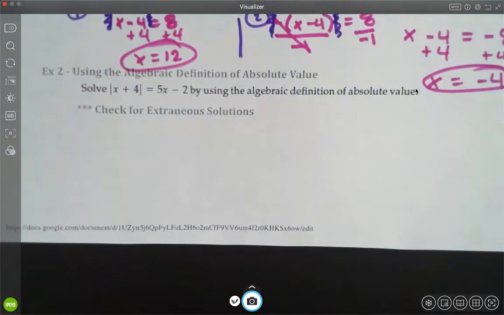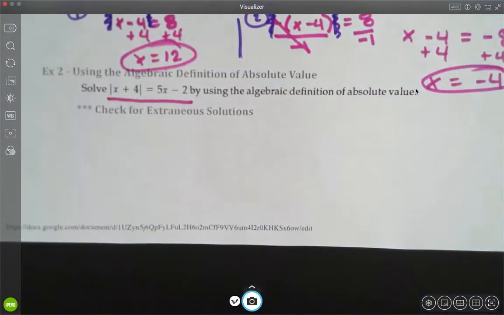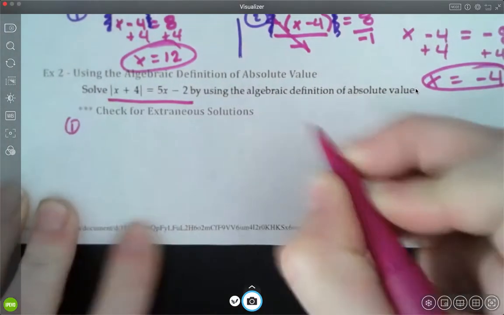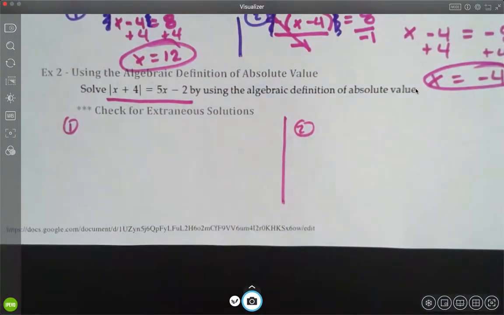All right, let's solve the next one. This guy right here is what we are solving, okay? Two cases again because it's absolute value. Is it always going to be two cases? Always, if there's an absolute value. Always two cases, okay? The first case, you just drop straight down.